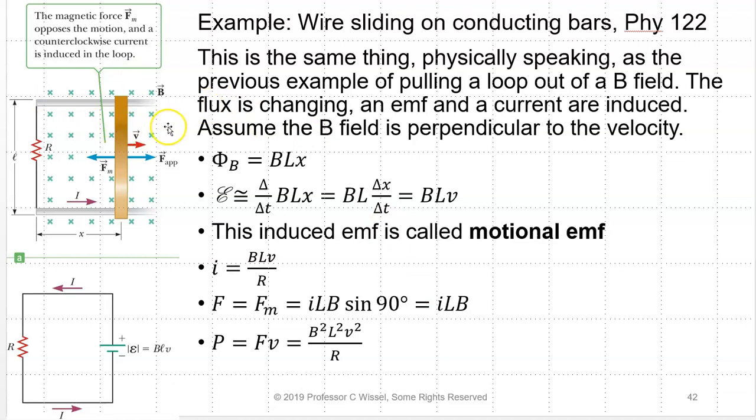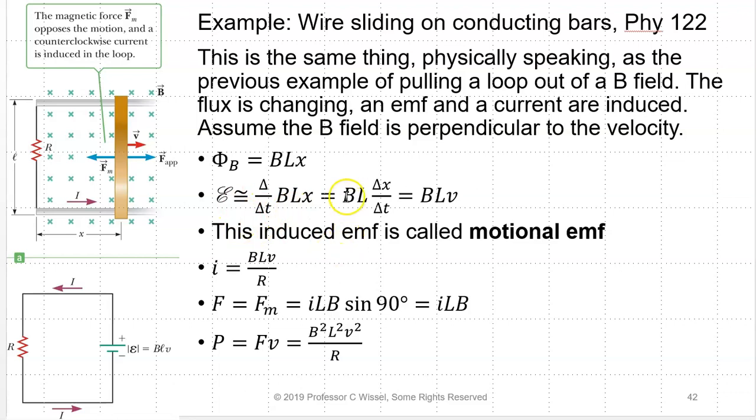Okay, so here's an example, a wire or a bar sliding on conducting bars. This is the same thing, physically speaking, as the previous example, pulling a loop out of a magnetic field. The flux is changing and an EMF and a current are induced. Assume the magnetic field is perpendicular to the velocity. Phi B, which is the flux, is BLX, and of course LX is just the area that's inside this loop here. The EMF is approximately equal to the time rate of change of BLX.